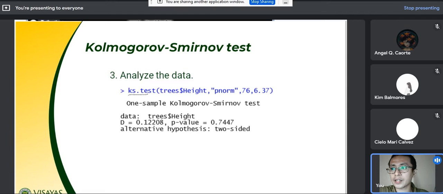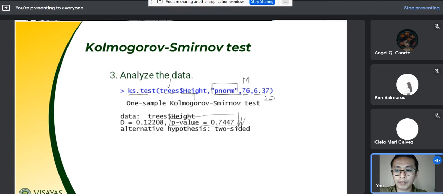ks.test, again telling R that we are going to perform the Kolmogorov-Smirnov test. And then pass here, class, your dataset name, which is trees, and then the variable, which is height, then the constant pnorm, telling R that we wanted to know whether this variable is drawn from a normal distribution. Then 76 here is your mean or the average. And then 6.37, class, is your standard deviation. And then from here, press enter, and you will get a p-value. Okay, this is now your p-value.